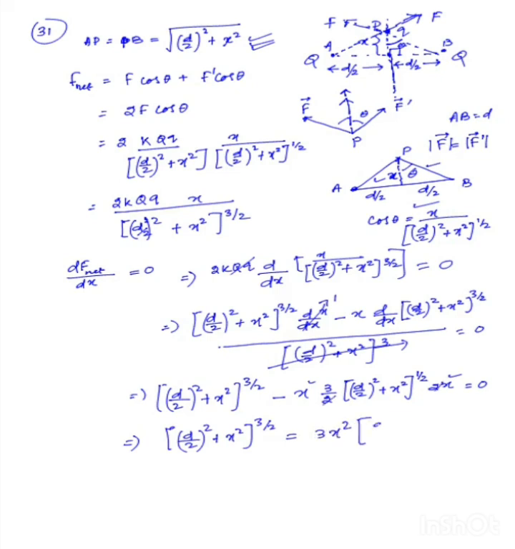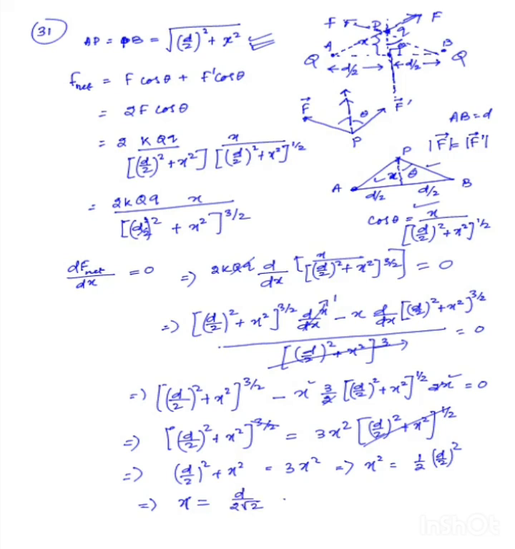On the other side, we have (d/2)² plus x² raised to the power half. Now there's 3/2 there, so this cancels out with the entire term to give the power as 1, and we have (d/2)² plus x² equal to 3x². So we can take the x² to the other side, so we have 2x² equal to (d/2)², so x² is equal to half of (d/2)². That gives us x equal to d over 2 root 2.